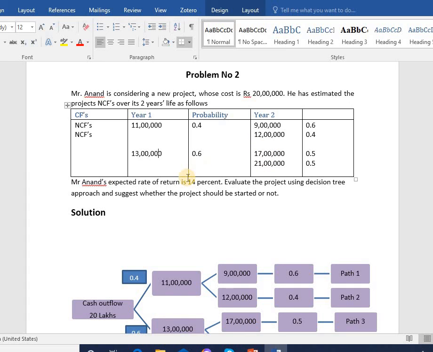So here, if we get 13 lakh, then the probability of getting 17 lakh is 50% and 50% for 21 lakh. Mr. Anand's expected rate of return is 14%, so we need to discount at 14%. Evaluate the project using the decision tree approach and suggest whether the project should be started or not.